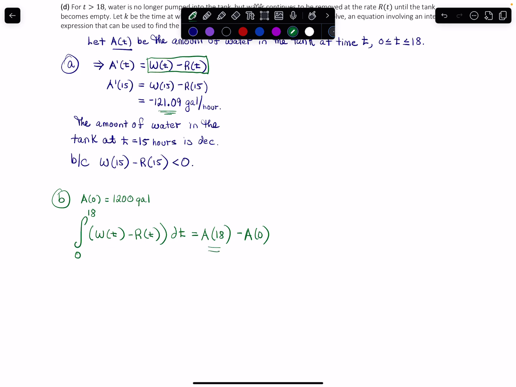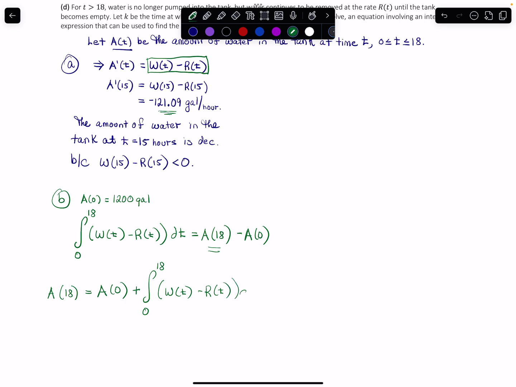If you want to find the amount at time 18, a lot of people like to isolate that quantity, and so they'll add the A of 0 over in the front. And so they'll say something like, which actually makes a lot of sense. The amount of water at time 18 is the amount of water you started with, the initial amount at time 0, plus the net change in the amount of water in the tank from 0 to 18.